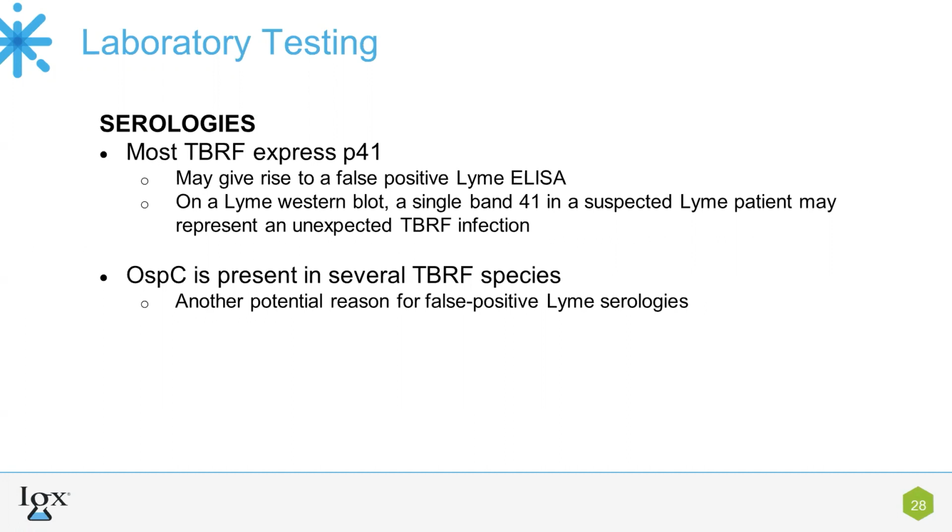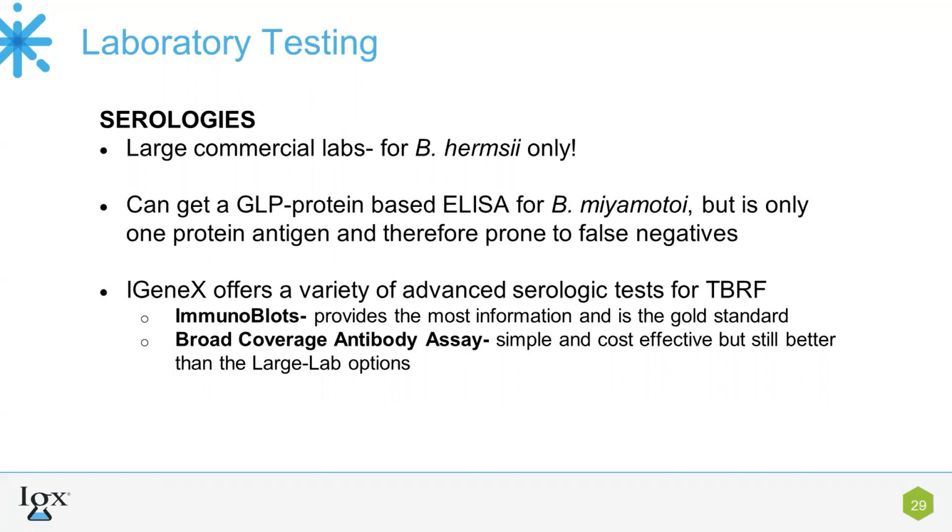An unexpected TBRF infection. Interestingly, OSP-C, or something that migrates along with OSP-C, is present in several TBRF species and can give you another potential reason for a false positive Lyme serology in some labs. Doing serology for relapsing fever in a commercial lab, again, one of the ones that most people have, Quest, whatever, they'll do Hermsii and nothing else.